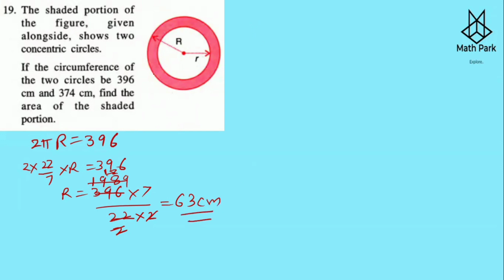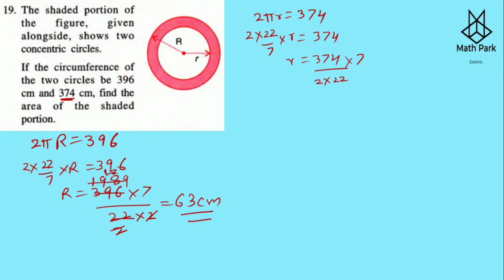Now let us find the radius of the smaller circle. You are given the circumference of the smaller one is 374. So 2 pi r is equal to 374. So 2 times 22 by 7 into r is equal to 374. So you get r is equal to 374 upon 2 times 22, and this 7 goes up.